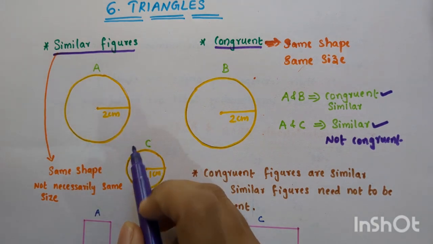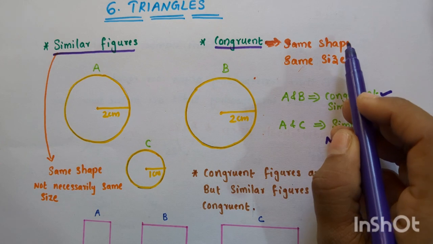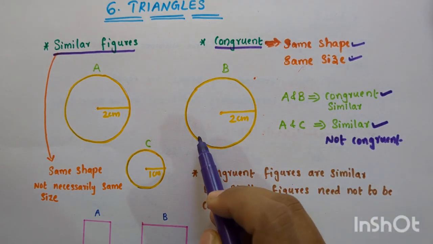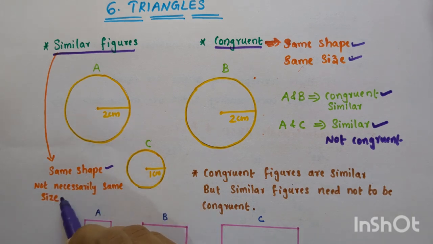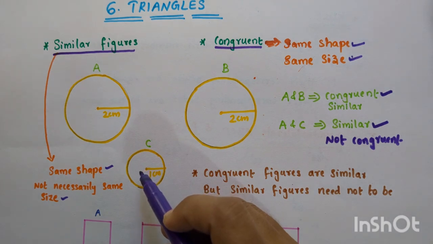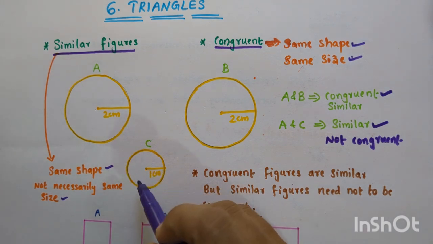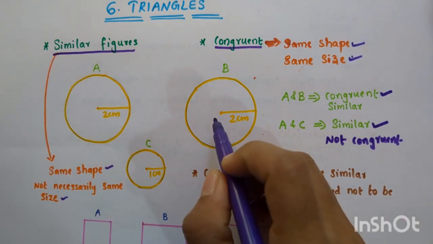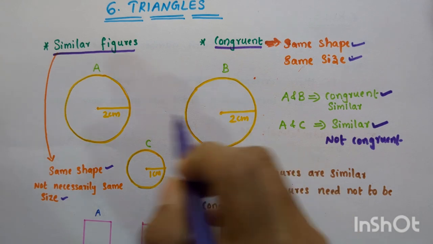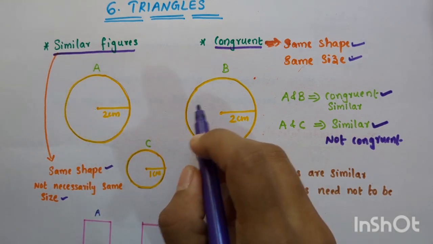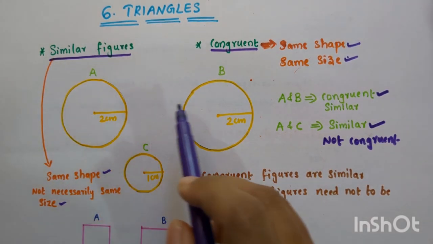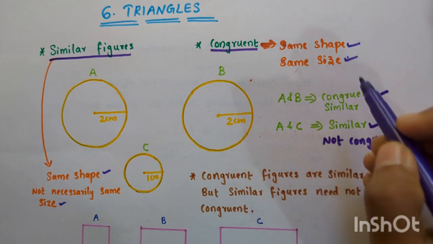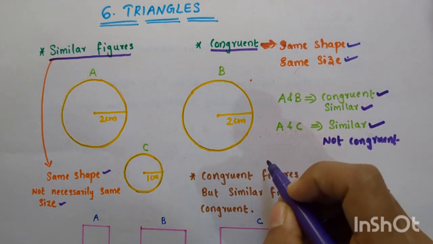So two figures are said to be congruent if they have the same size and same shape, and figures having the same shape but not necessarily the same size are called similar figures. A and C are similar figures, but they are not congruent. A and B are congruent figures because they have the same shape and same size. The first two circles A and B are congruent as well as similar.